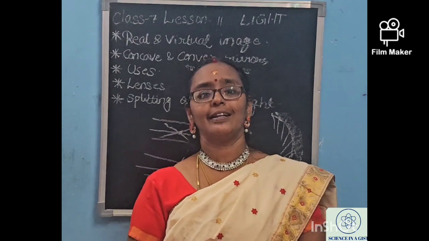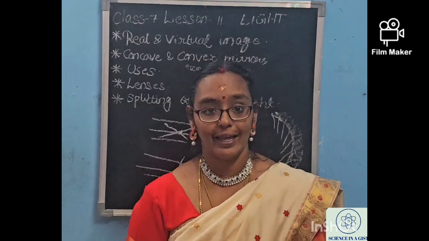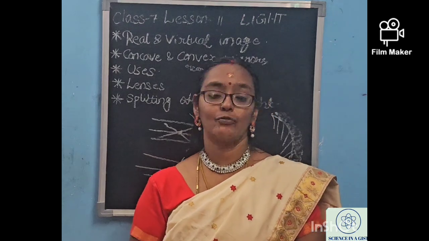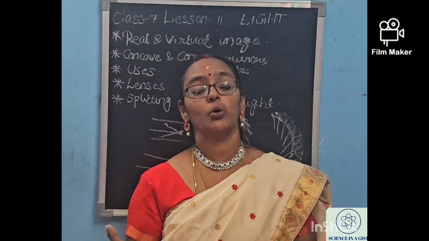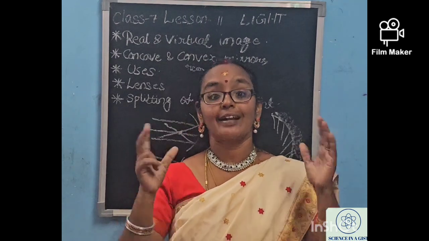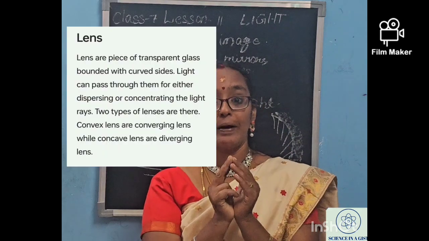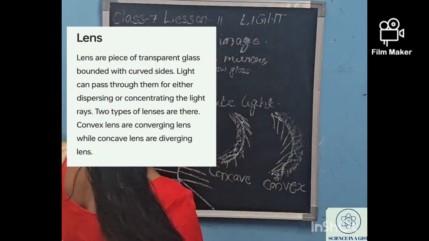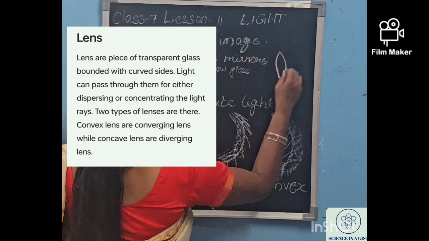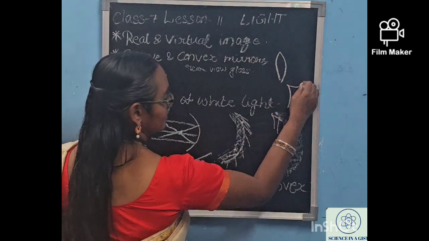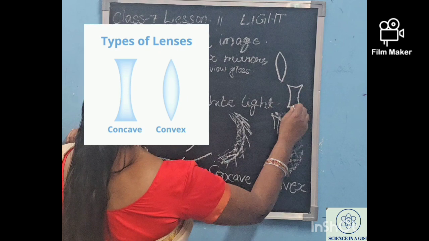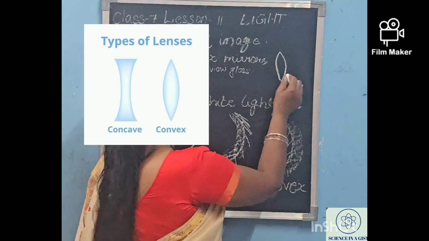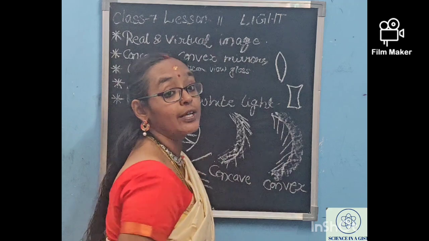Now, yet another topic is about lenses. There are two types of lenses, concave lens and convex lens. Before that, we should know what a lens is. A lens is a transparent glass bounded by curved surfaces. It can be in two ways, like this as well as like this. This is a kind of lens and this is also a kind of lens. This is said to be a convex lens and this is said to be a concave lens.